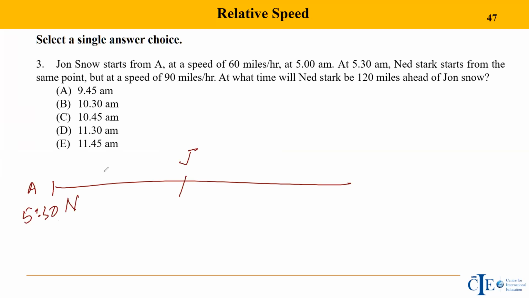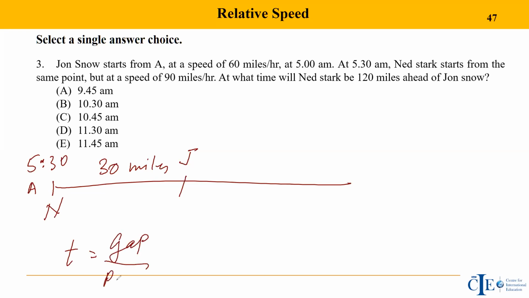He had traveled only for half an hour, so therefore the difference is 30 miles. When Ned Stark starts from here, the time is 5:30. It's always for the last person to start, which is at 5:30. So, in order to find the time that Ned would take to meet Joe, it's simply the gap between them when the last guy starts divided by the relative speed. In this case, the gap is 30. Speeds are 60 and 90. So that's 90 minus 60, right? Which is 30 on 30. That is 1 hour. Okay.